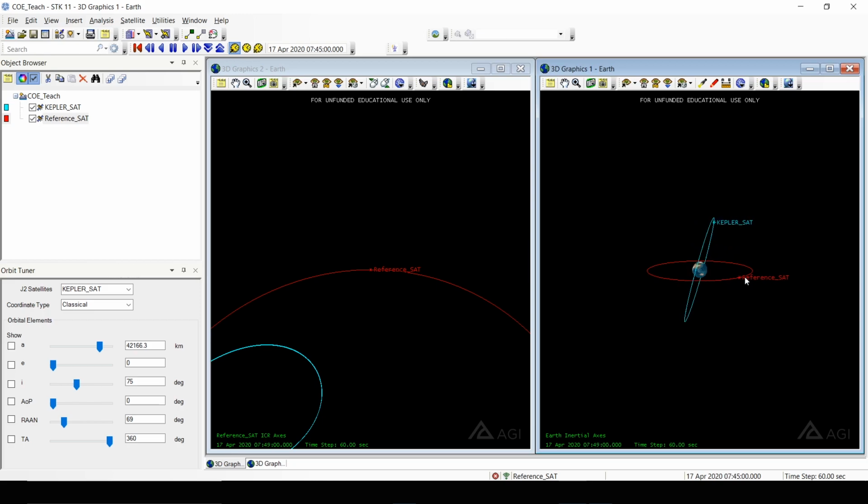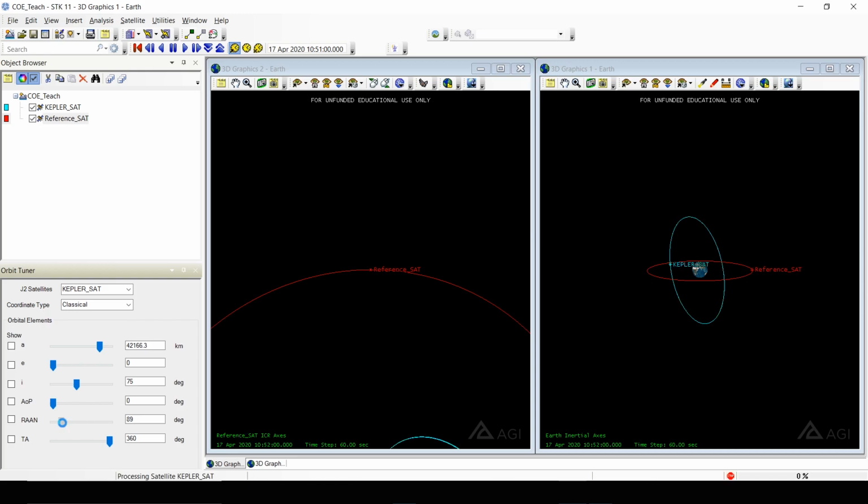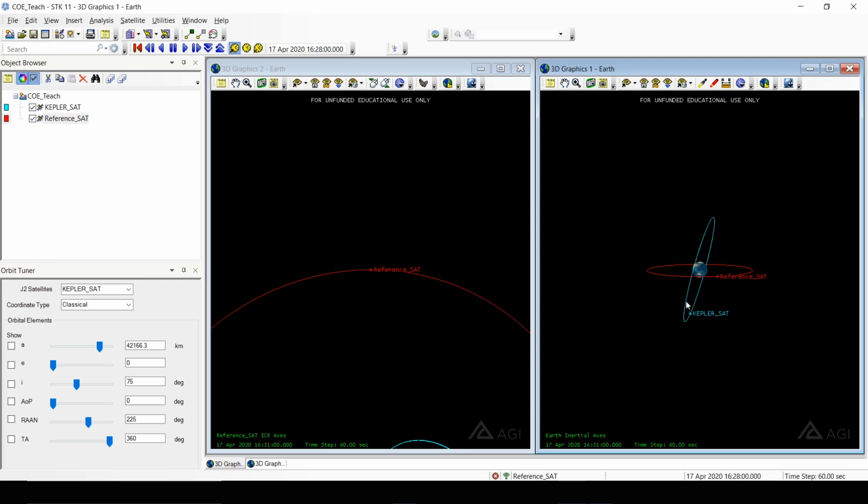So now we have very high inclination, and we can cause this disk to spin as we change our right ascension of the ascending node. So we're changing the point, with respect to a standard reference, where our satellite ascends through the equator. So that is the right ascension of the ascending node.